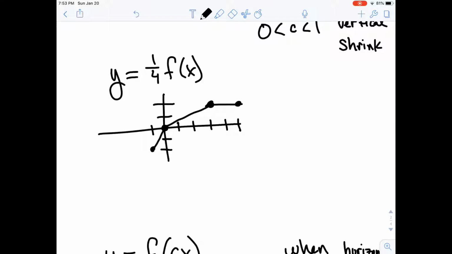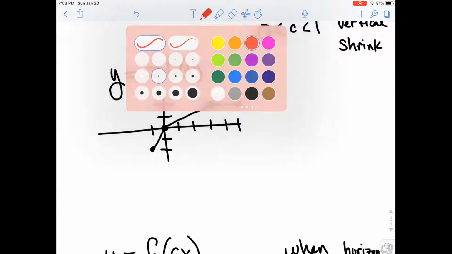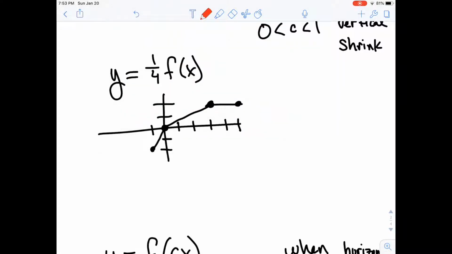And so what you do is you take some of these coordinates. Normally I would use 0, 0, but 0 times 1/4 is still 0, right? So what you do is you look at some of these other coordinates. So I'm going to pick this coordinate. So this is 3, 2. Let me rewrite that. So this is 3, 2, okay?